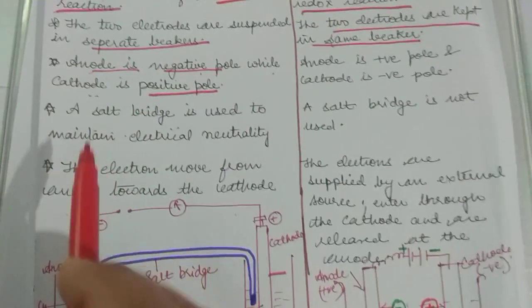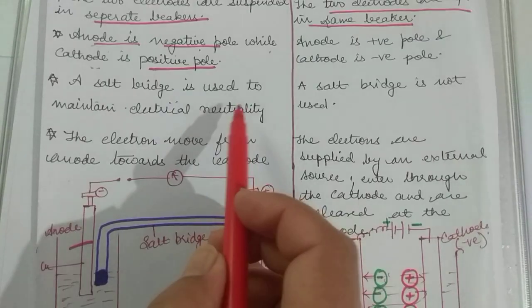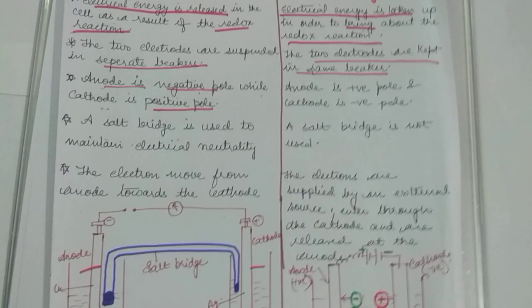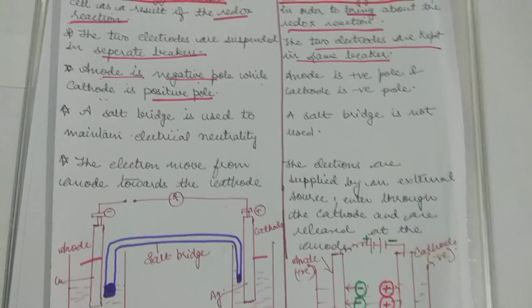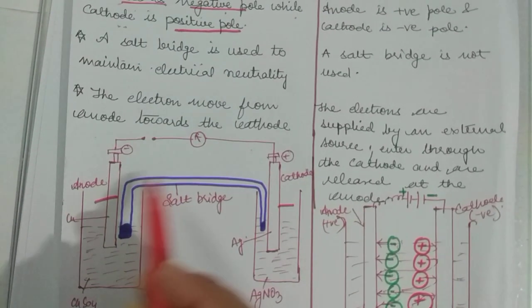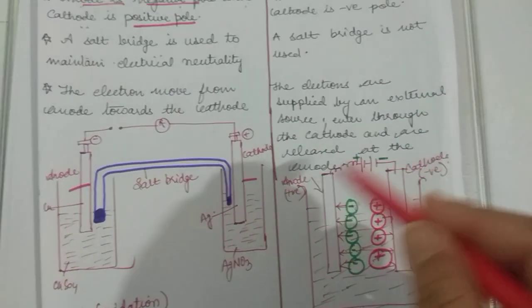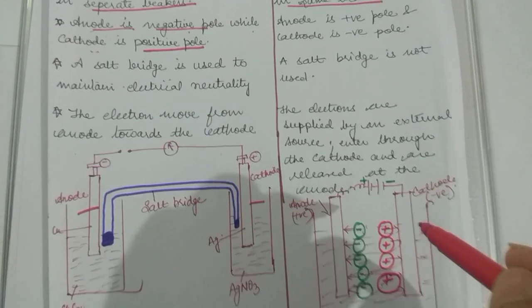Clear? Next is, a salt bridge is used to maintain electrical neutrality. As we have discussed earlier in the previous lecture, this is a salt bridge. Salt bridge is used to maintain the electrical neutrality. Whereas in electrolytic cell, no salt bridge is used.